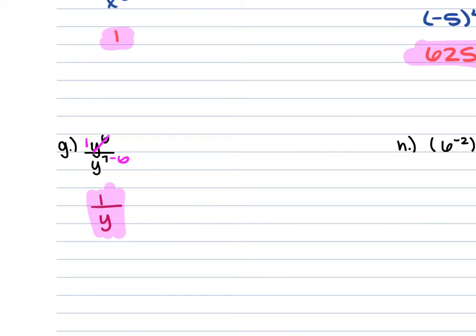Again, you could have subtracted. You would have had y to the 6th power minus the 7th power, which gives you y to the negative 1st power, which is just 1 over y. So either way, you do get the same answer. It just depends on your preference on how you do it.